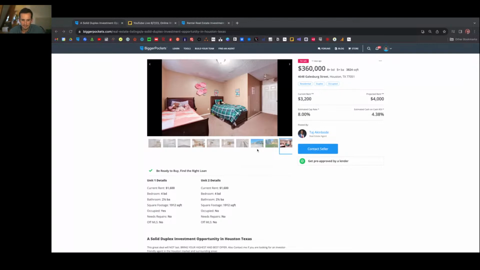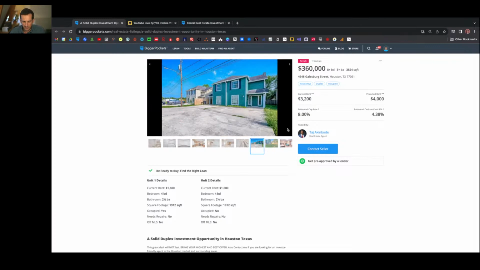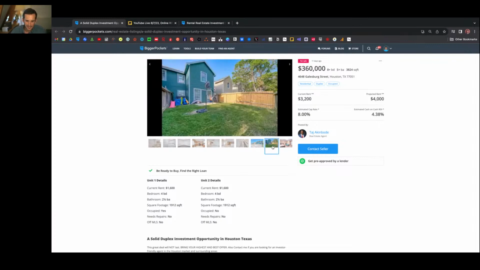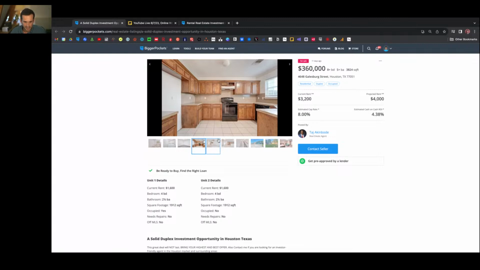So I'll just show you these pictures again. We got this nice green duplex here. We got this beautiful backyard. I was talking about this kitchen and how it does look nice. Everything looks great. It's not super modern, but it does seem like a nice place to live.